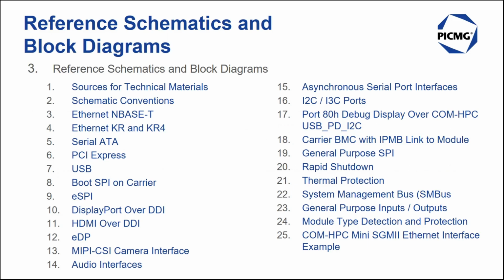Now let's move on to the main part of the Carrier Design Guide, the chapter Reference Schematics and Block Diagrams. This part of the design guide includes examples of almost all important interfaces of the COM-HPC standard. The chapter is divided into over 20 subchapters. Of course, I can't show them all now, but I would like to present a few examples. Here I would like to show in particular how the design guide for COM-HPC Mini has been adopted. As first example, I'll take N-base-T Ethernet again.